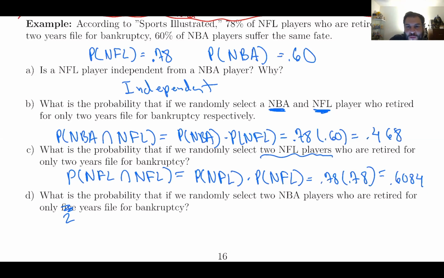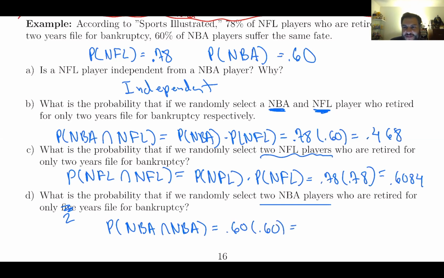For this one, we're changing it so that we're randomly selecting 2 NBA players. Since we're doing 2 NBA players, the first NBA player filed for bankruptcy after retiring, and the second NBA player filed for bankruptcy after retiring. So we have to use the probability for an NBA player, which is 60%. So you do 0.60 times 0.60, and you get 0.36. Cool, and that's your final answer.